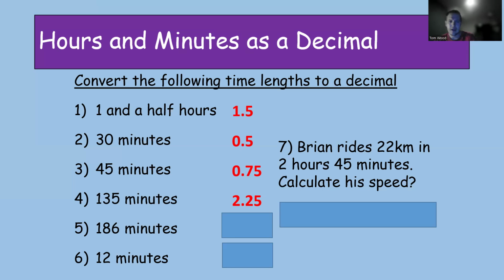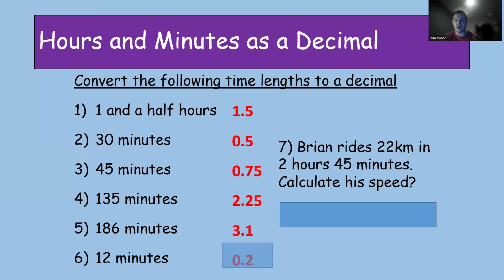In this case here, 135 minutes, well, I know that's 2 whole hours, and then I've got 15 minutes left over. If I wanted to write it as a decimal time, I would say, well, 2 hours, 15 minutes, 15 divided by 60. Yeah, that's 1/4 of an hour, so 1/4, 0.25.